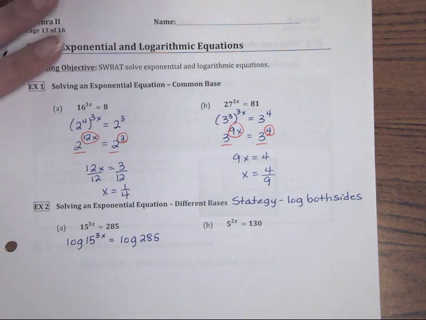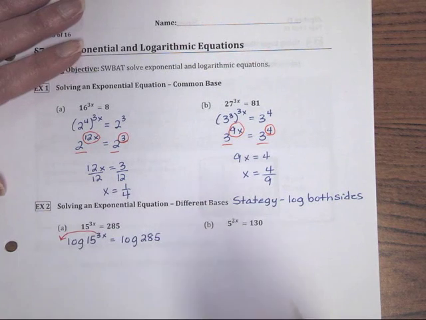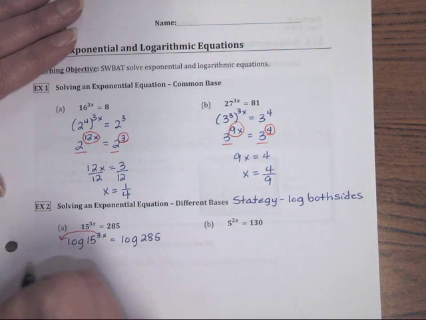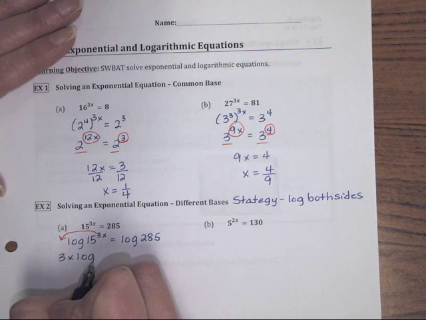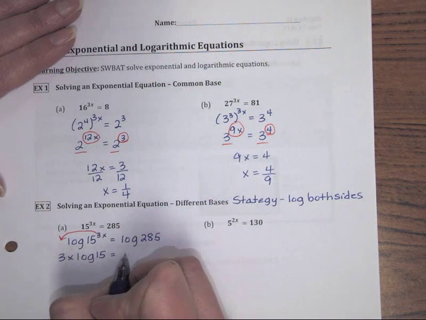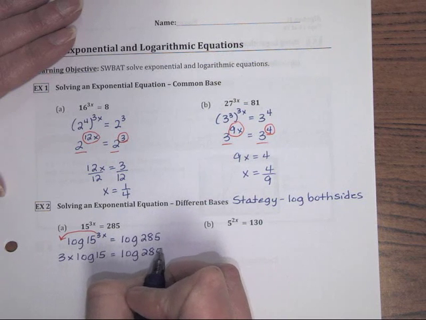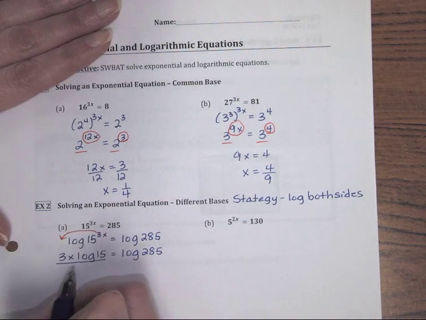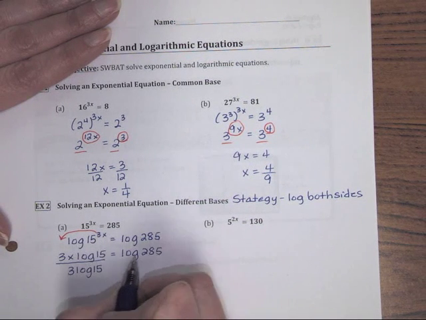Now, remember those laws of logarithms that we just learned? We're going to take that 3x and we're going to move it to the front. Because the whole point, we need to get that x out of the exponent. So now I have 3x log 15 equals log 285. Now, I want x by itself, because if I can get x by itself, I have an answer, right? So let's get rid of everything else. Divide by 3 log 15 on both sides.